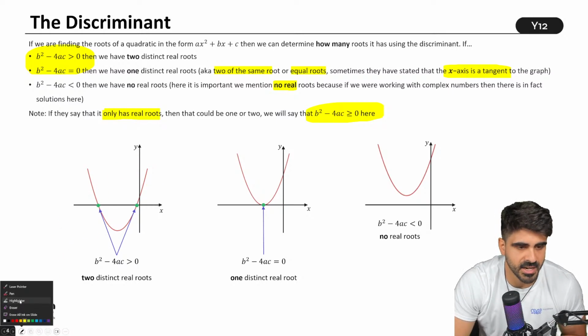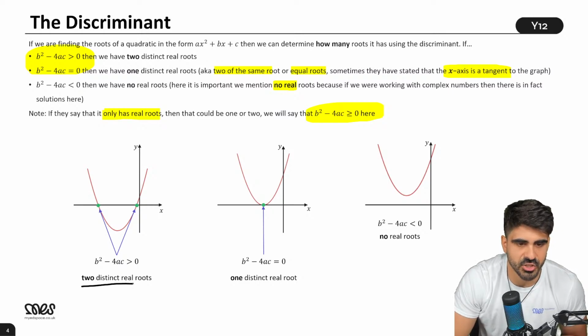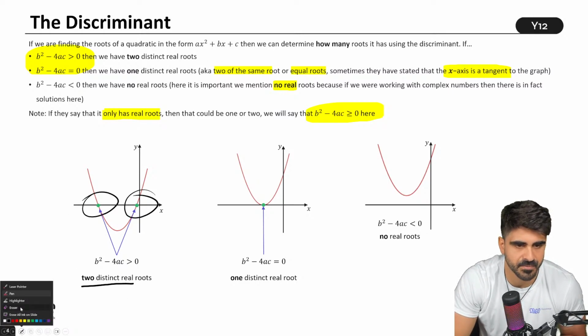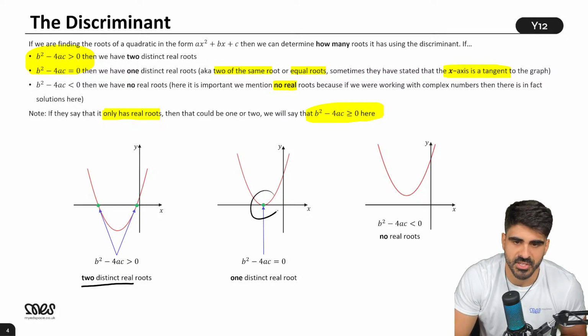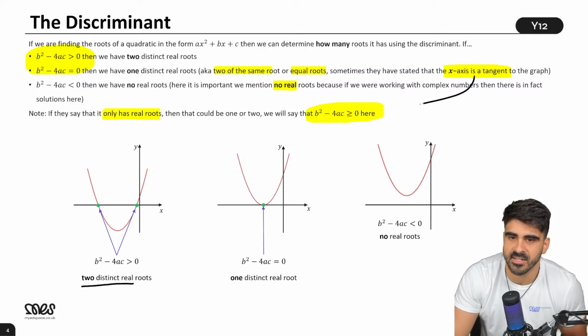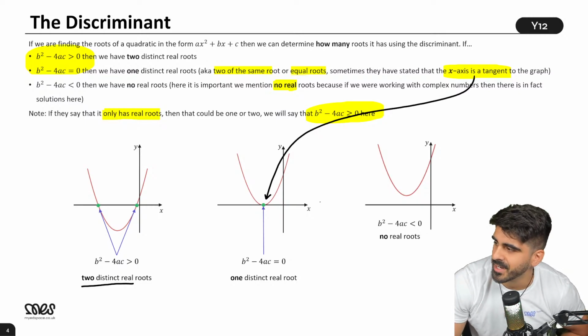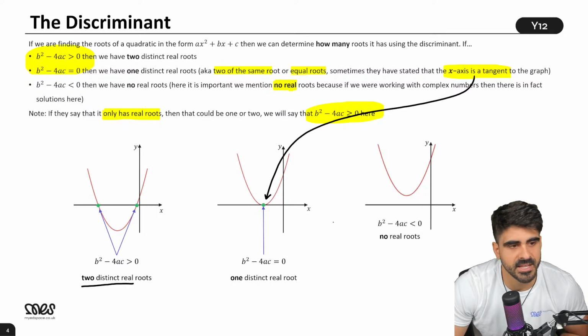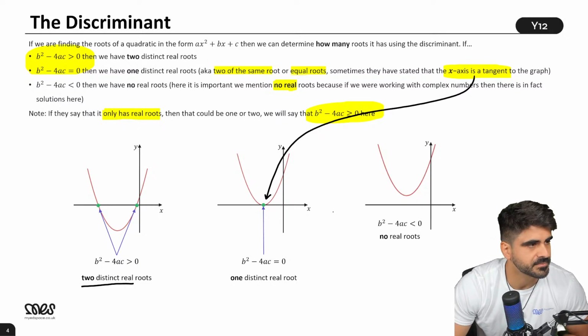So for example here, guys, if a quadratic has 2 distinct real roots, you can see it crosses the x-axis twice. If it has 1 distinct real root, it crosses the x-axis once. So can you see here, the quadratic is a tangent, right? Remember I said the x-axis is a tangent? Yeah, guys, what does it mean by a tangent? What does it mean that the x-axis is a tangent?